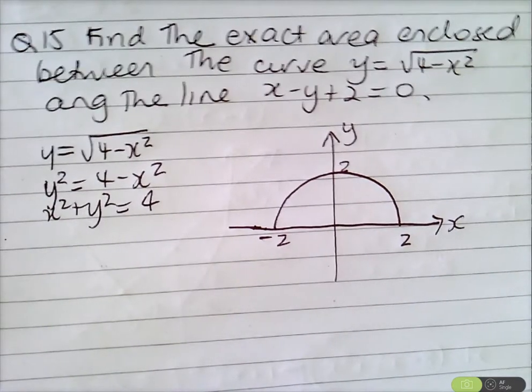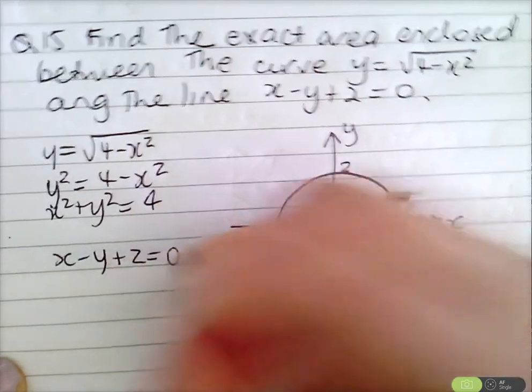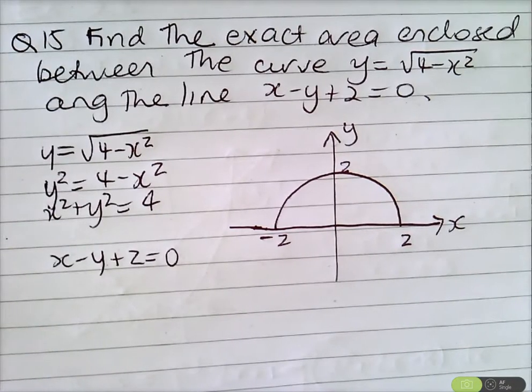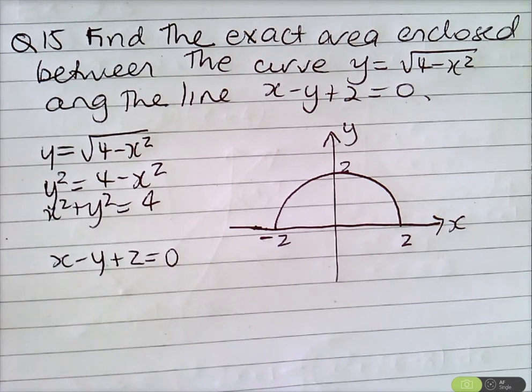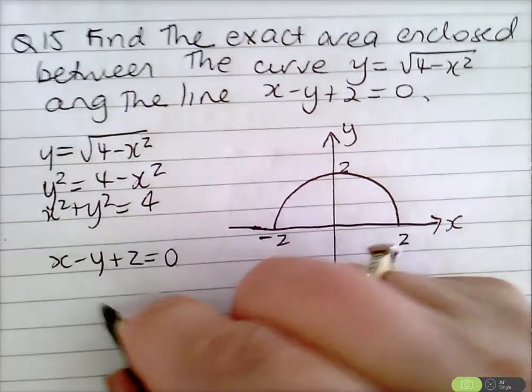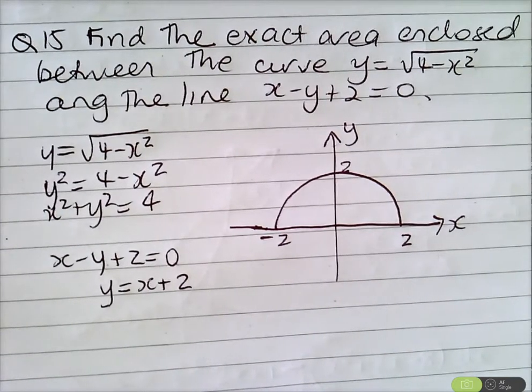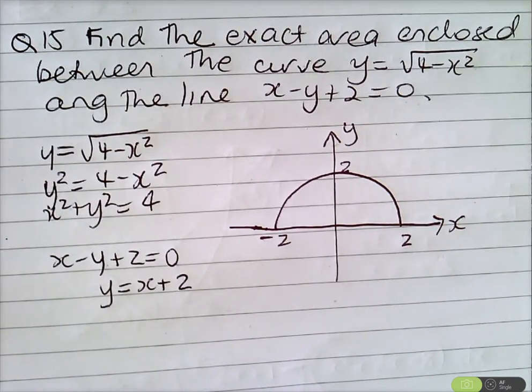Now with the next one, you've got to be really careful. You've got x minus y plus 2 equals 0. What should I do with that? Let's put it in a nicer format. What sort of equation is that? It's a straight line, so make it look like one. That's general form. y equals x plus 2. So it's a straight line with y-intercept 2 and gradient 1.